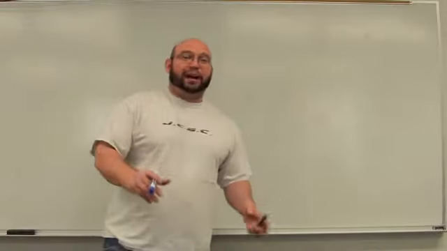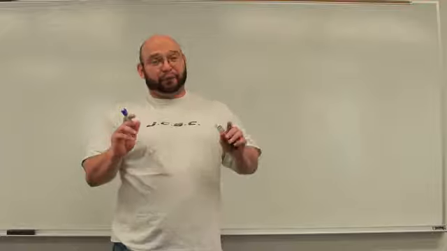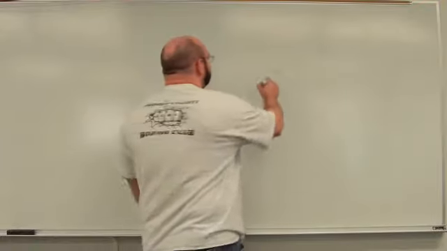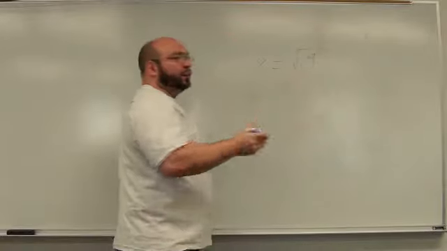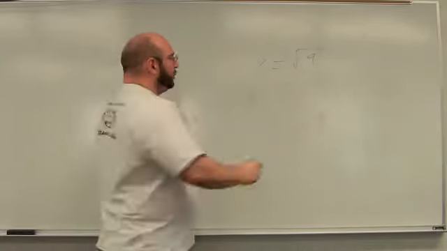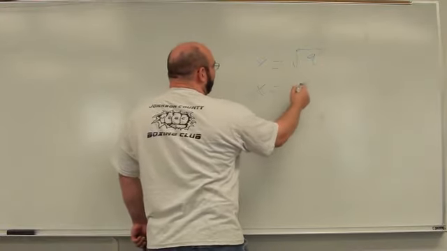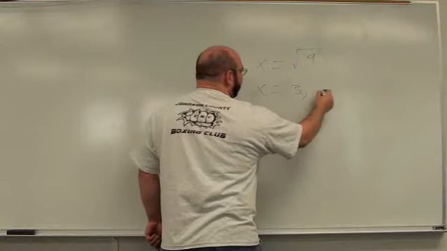Alright guys, now we're going to go ahead and use the square root property in order to solve this. The first thing I want you to remember is the square root of 9. I'm looking for two numbers that could give me 9. Well, I know that the square root of 9 is going to be 3, and it's going to be negative 3.